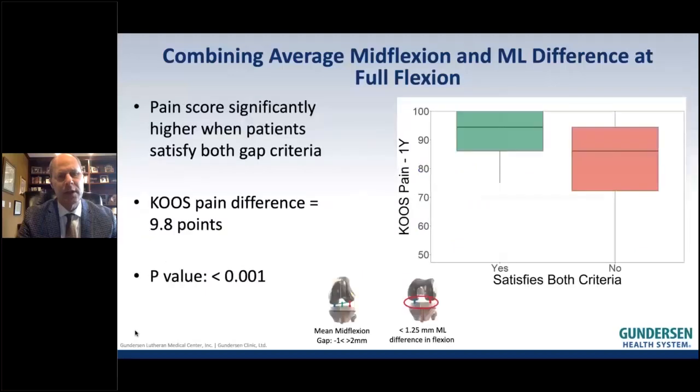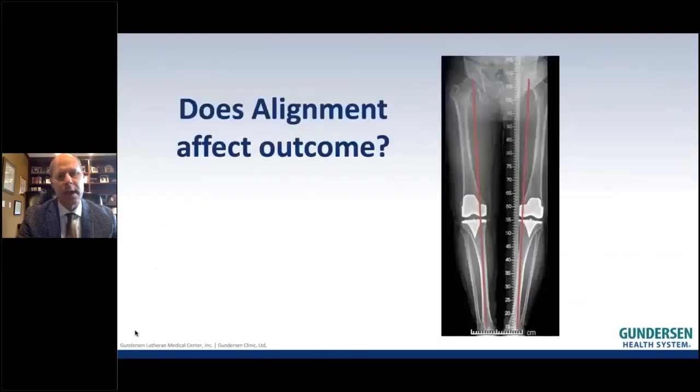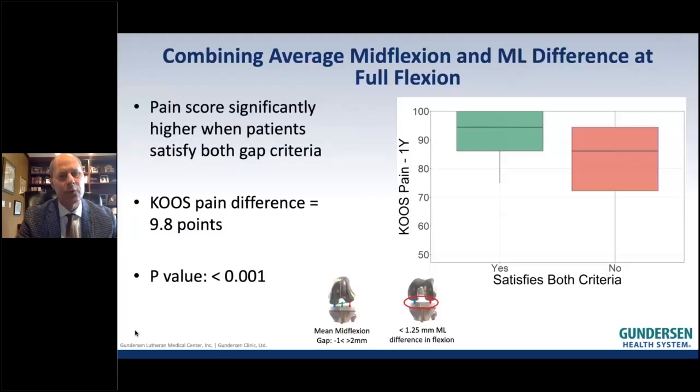If you're in that rectangle, again, you're going to be about a 10-point improvement on your Coues score compared to patients who are not in that group. So it tells us that, yes, balance is important. A better balanced knee is going to do better, and it helps us to understand maybe what kind of balance we're looking for and what balance really means.